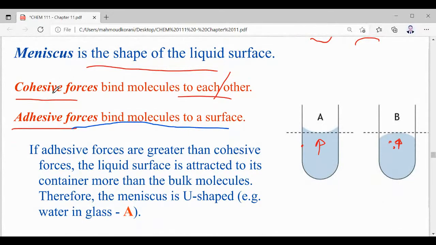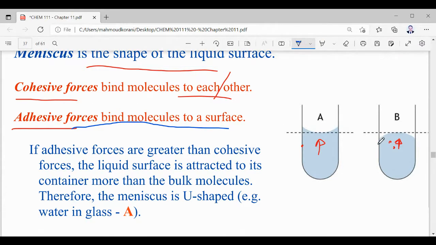The greater one will be responsible for the shape of the meniscus. If the adhesive force is greater than the cohesive force, you end up with a U shape. If the cohesive force is higher than the adhesive force, you end up with an N shape.